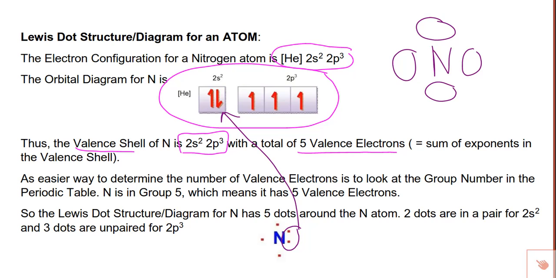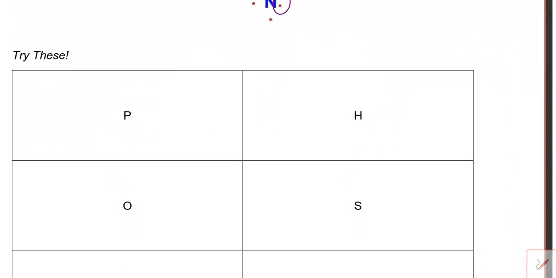So it makes sense. Side note, it really doesn't matter where I draw that paired set of electrons. I could put them on the top or the left or the bottom. It doesn't matter where it is located exactly.